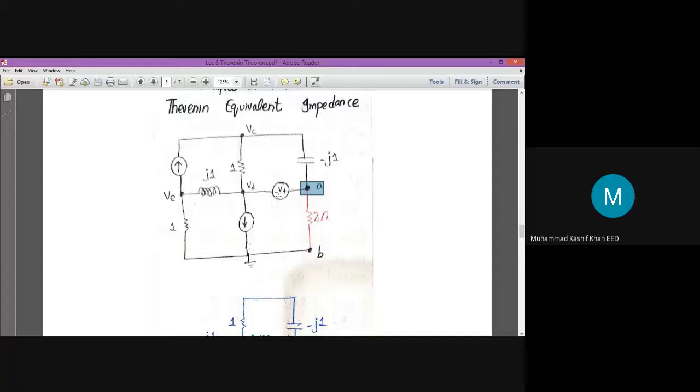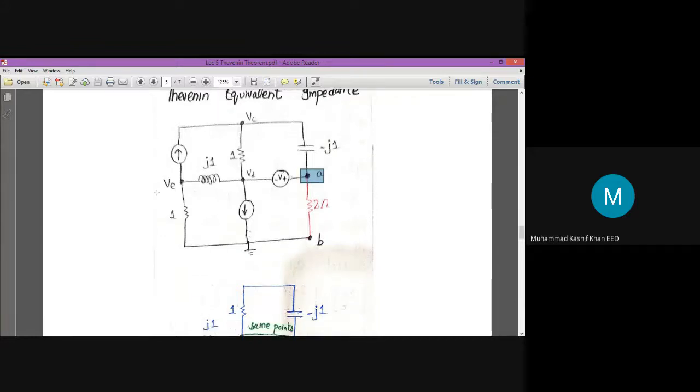You can do it. Now, coming towards the next part, finding out the Thevenin equivalent impedance, how can you do it? You have to short circuit any voltage source present in the circuit, and you have to open circuit any current source present in the circuit.